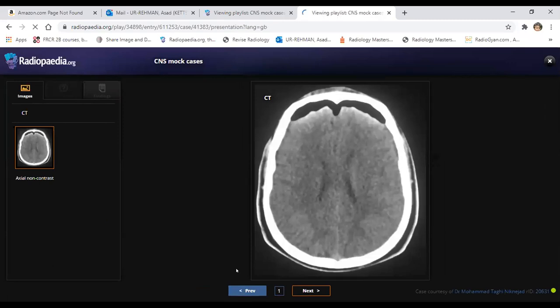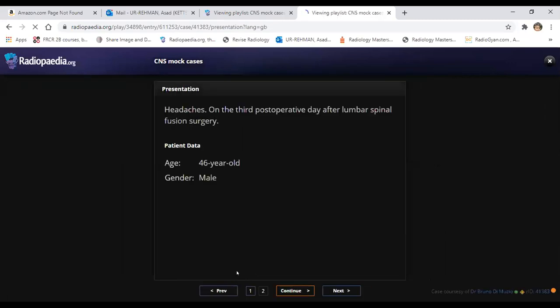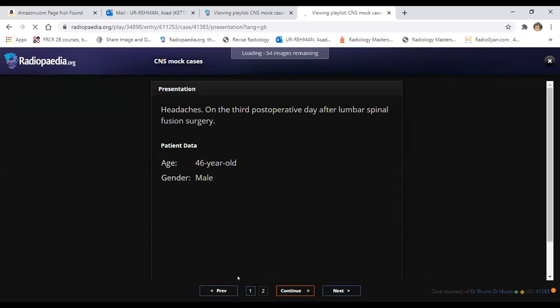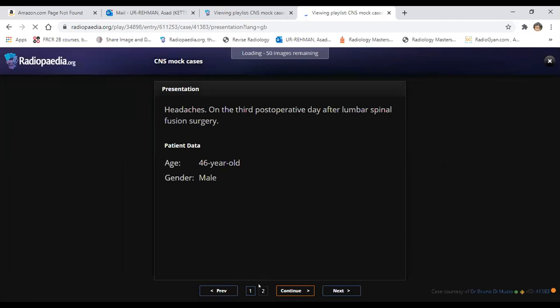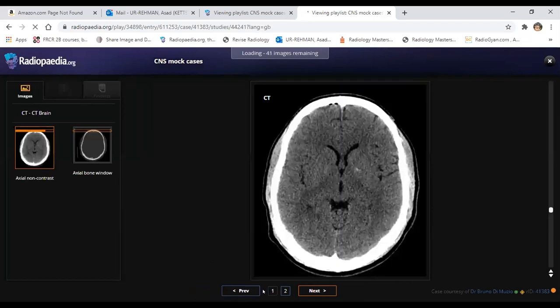Okay, this is a CT. So this is your next case. Headache on the third postoperative day after lumbar spinal fusion surgery, 46-year-old male. So you can scroll. Yeah, this is an axial non-contrast image of a patient after lumbar spinal fusion surgery.